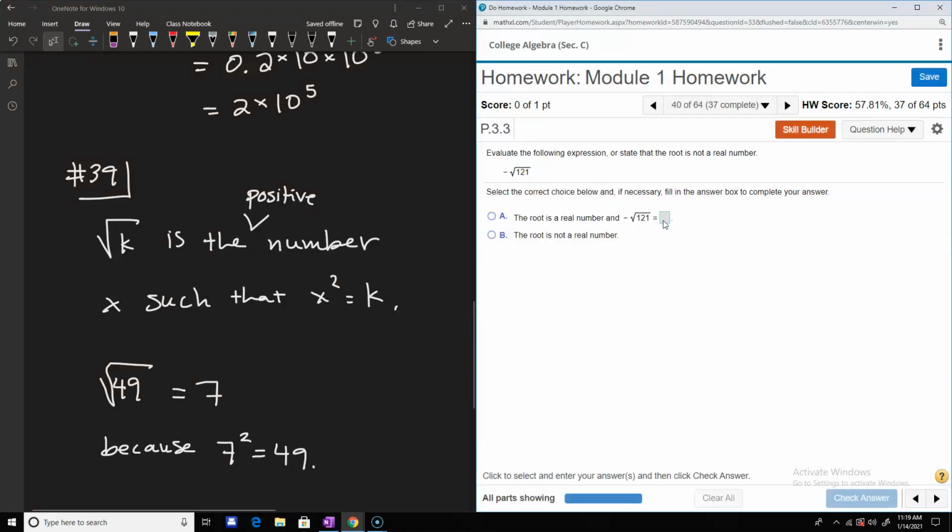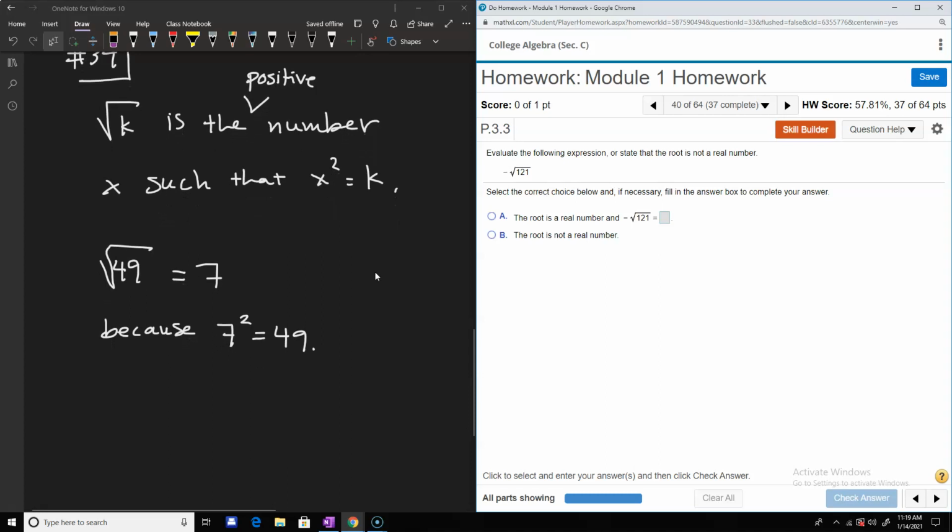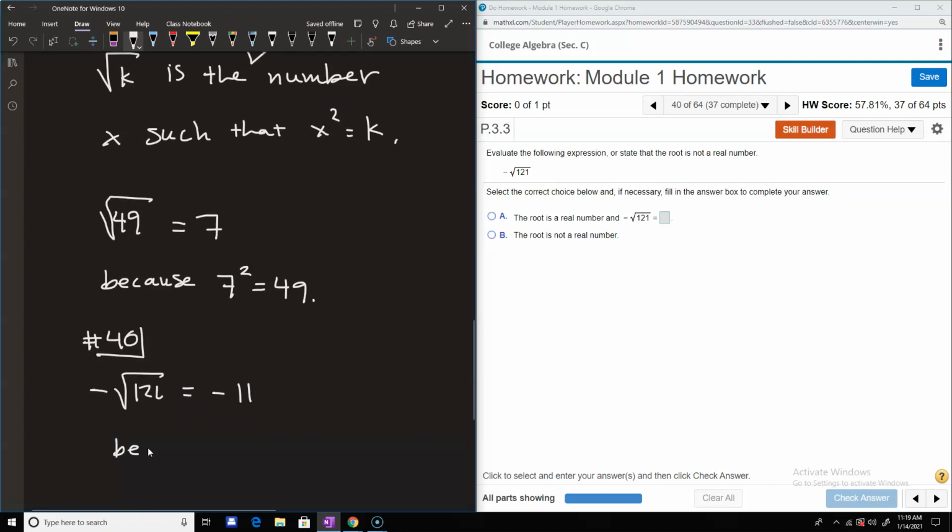Again, this function is available on all calculators, but it's good to do it mentally. In this one, we have a negative in front, so we're going to get the negative solution. Again, you just want to practice, think of your numbers that you know that square to things. So if you have negative square root of 121, well, the regular square root of 121 is 11, and then we just keep that negative in front. So this is going to be negative 11, again, because 11 squared equals 121.